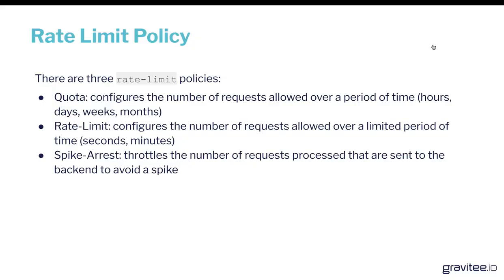The rate limit policy has three sub-policies. One of them is the quota, which configures the number of requests allowed over a period of time. You'd use this one for monetization of APIs. The rate limit policy configures the number of requests allowed over a period of time. And the spike arrest policy throttles the number of requests processed that are sent to the backend, such that you're avoiding a spike. Okay, so best demonstrated.